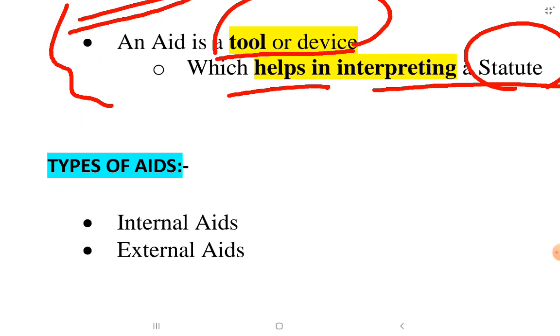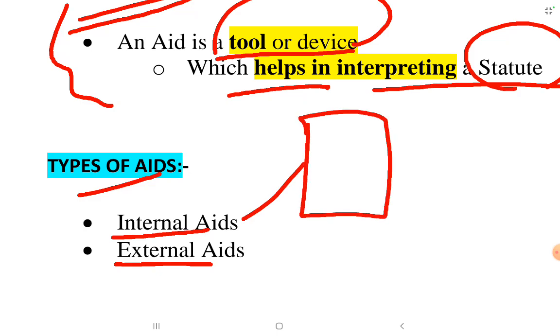Now we will see types of aids. First one is internal aids, another one is external aids. Internal aids are those aids which are present within the statute itself. They are present within the act, like the title of the act, preamble, headings, illustrations, explanations. All these are internal aids. They are present within the statute itself and they help in interpreting the statute.